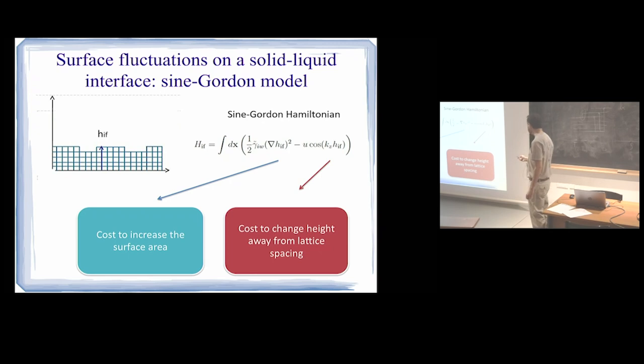Okay? So that's called the Sine-Gordon Hamiltonian. And it's actually used in physics in very different systems. It's convenient here to describe this system. Okay? So this accounts for the cost of making steps, and this is asking the surface height to remain congruent with the lattice spacing. Okay? And now we want to solve this Hamiltonian.